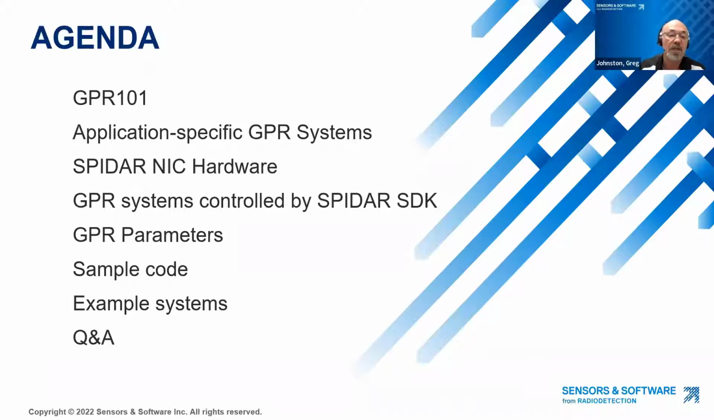the software development kit. We'll have a quick look at some sample code that's on GitHub, and we'll look at some example systems, some systems that people have been working on recently and over the last few years. And then at the end, we'll have a question and answer period. Okay, so that's the game plan over the next 45 minutes or so.